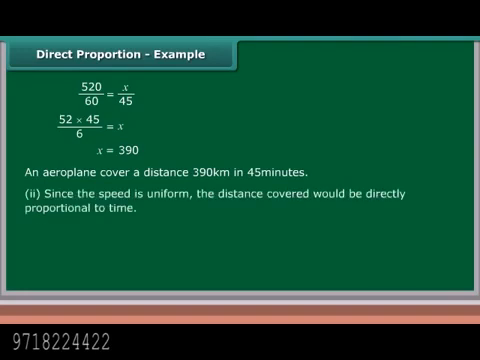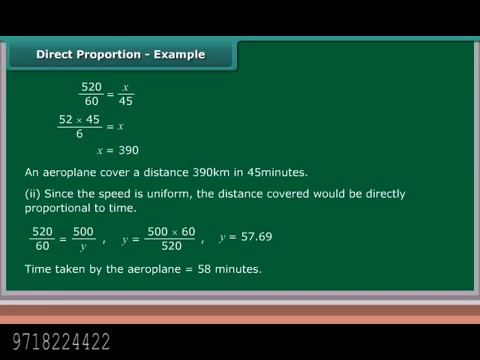Since the speed is uniform, the distance covered would be directly proportional to the time. 520 upon 60 is equal to 500 upon y. So y is equal to 500 into 60 upon 520. y is equal to 57.69. Time taken by the airplane is approximately 58 minutes.